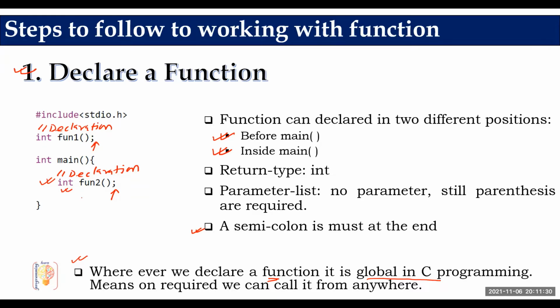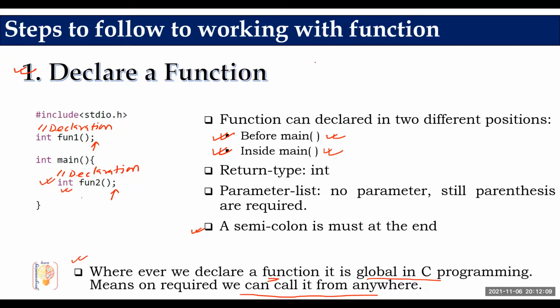So wherever you declare a function from these two positions, it will be considered global, which means we can call it from anywhere when required. But in a standard approach, we normally declare the function before main. Before main means it doesn't belong to anything; it is global. Inside main, sometimes we get confused: it is inside main, so I think it can only be accessed within main. No. This is the difference between a simple variable and a function.